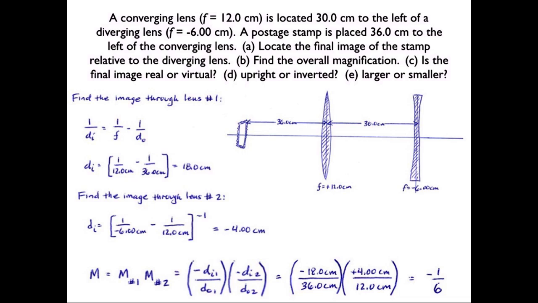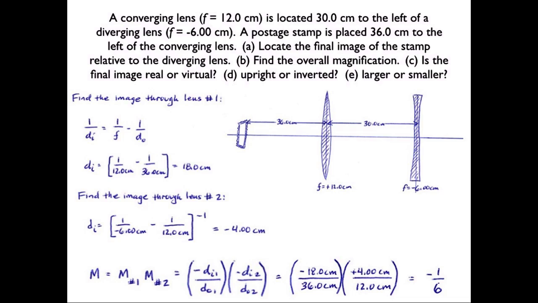And if I solve that out, I get minus 4 centimeters, which means ultimately that the image of the stamp is located here 4 centimeters to the left of the diverging lens, and viewed through this system of lenses. So if your eye was on the right, this is a virtual image because you get a negative image distance for your final result. The second part asks us, what is the overall magnification?